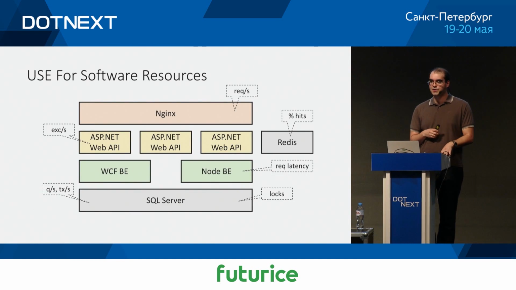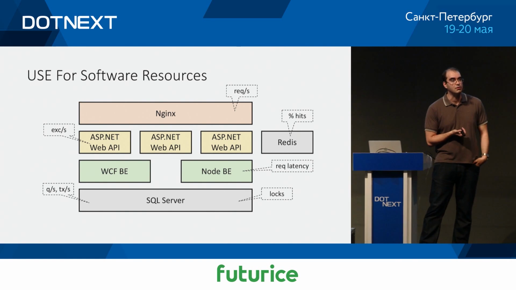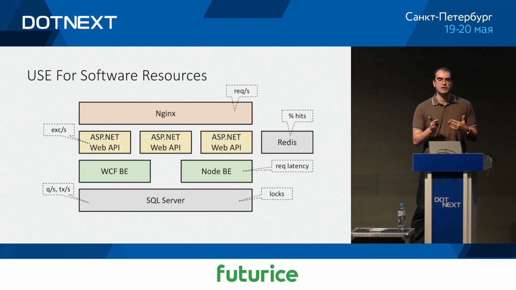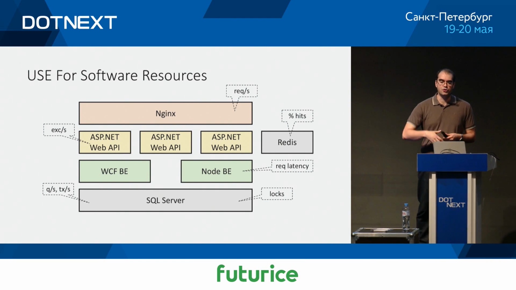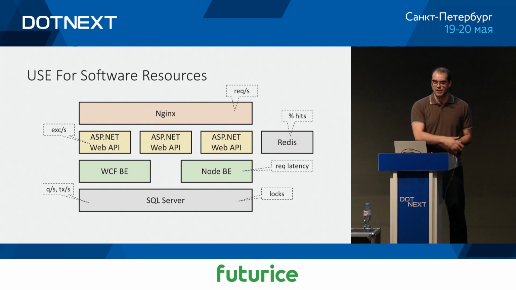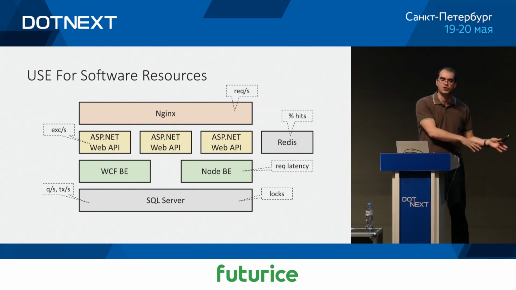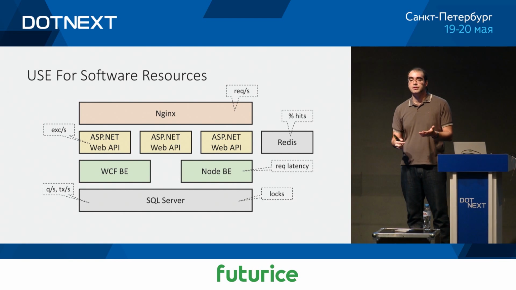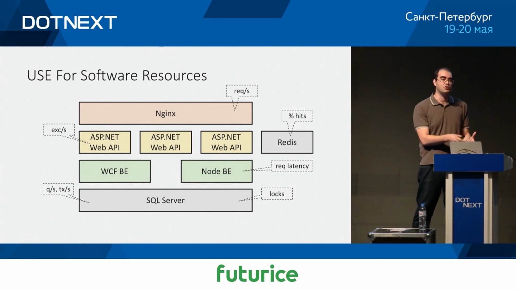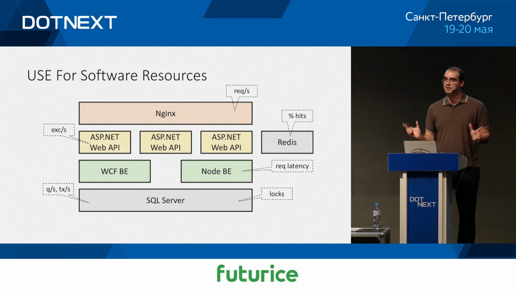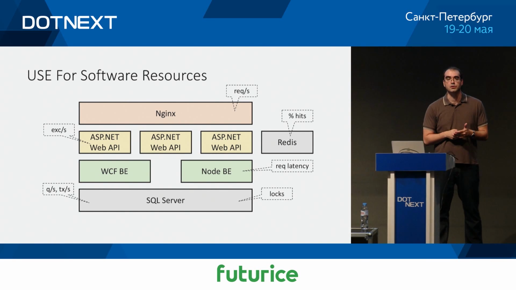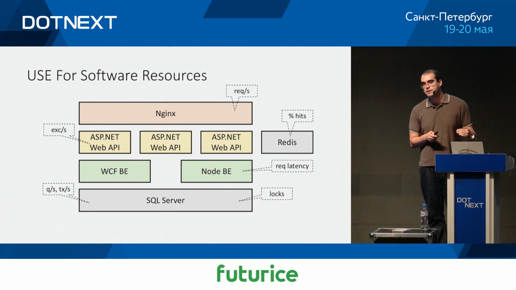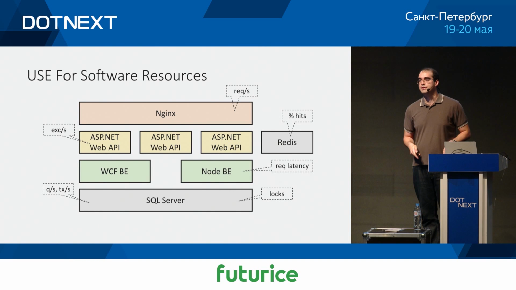The same thing can apply for software resources also. So you have a front-end load balancer, and then you have an ASP.NET Web API, and then on your back-end you have Node and WCF, and you have a SQL server, and you have a cache server. All of these have utilization, saturation, and errors that you can measure, and if you see an issue, just fix it. So this is just an organized process that you can follow, and the checklist you build is just these three metrics for your own resources.